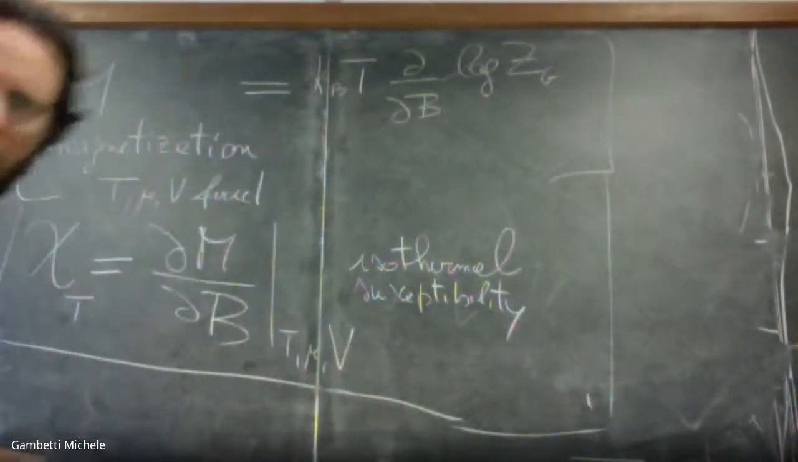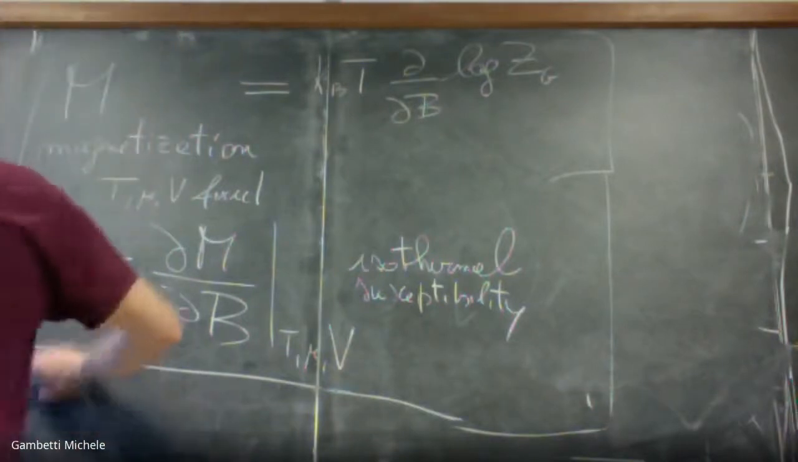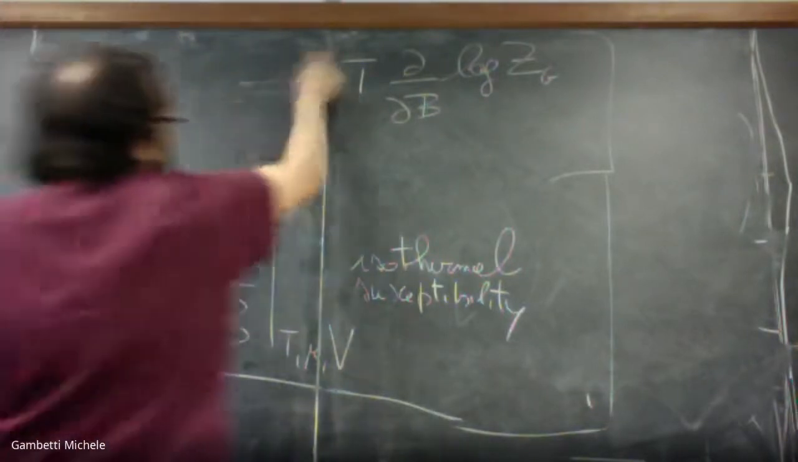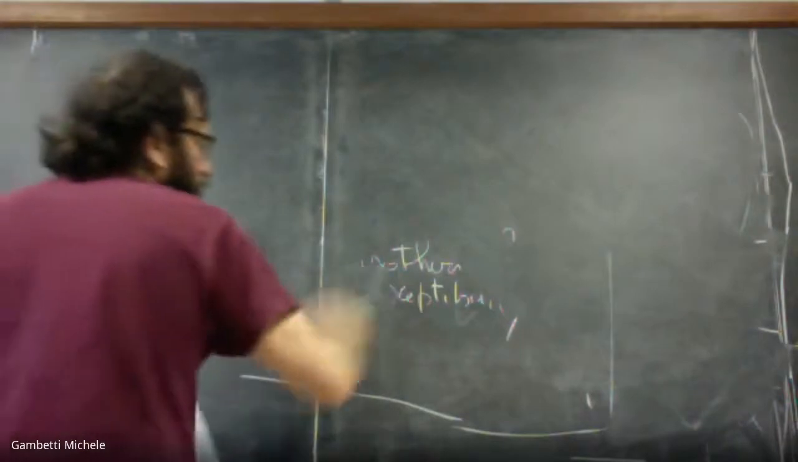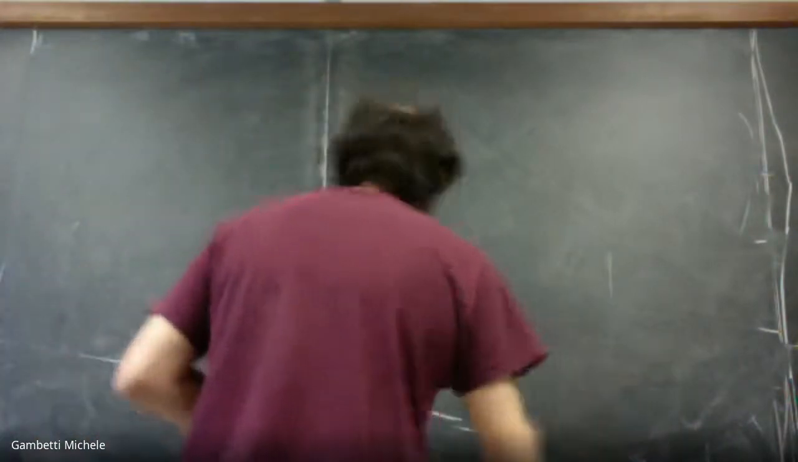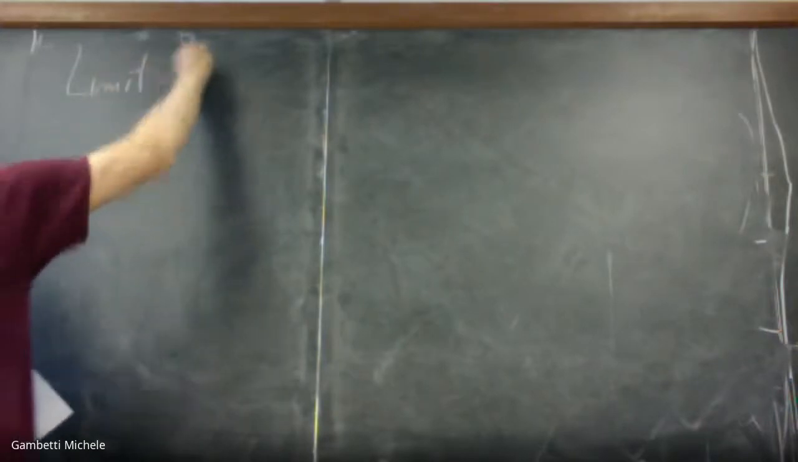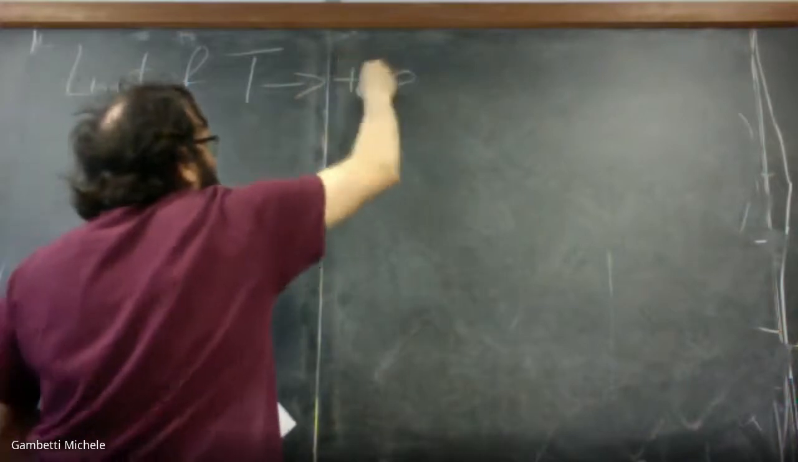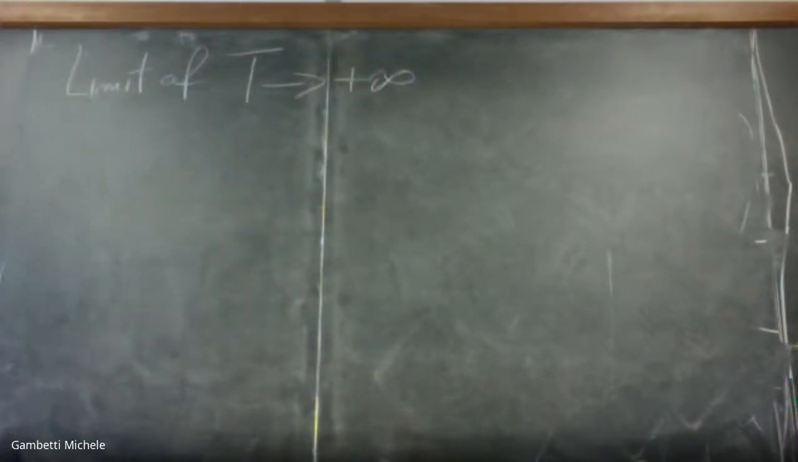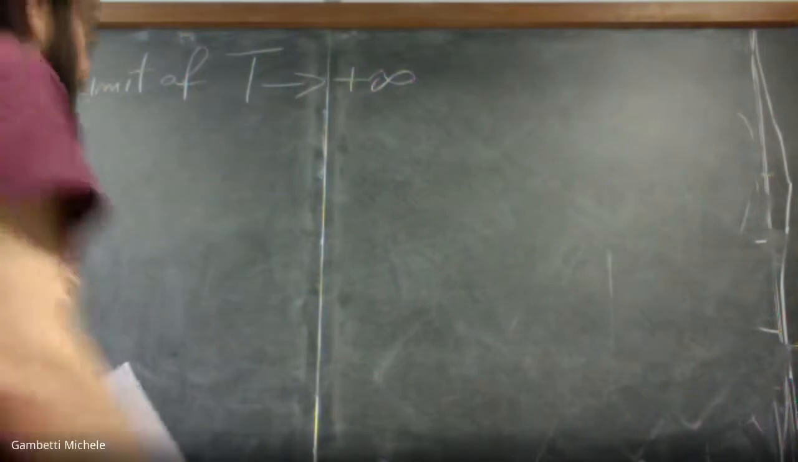Okay, so I think I still have some 10 minutes, so we can go on. Now we will start to introduce some simplifying assumption, and we are forced to do that in order to make some calculations, otherwise it would be numerical. So let's do the limit of high temperature. Well, maybe T infinity, maybe it's too much, but let's say high temperature.